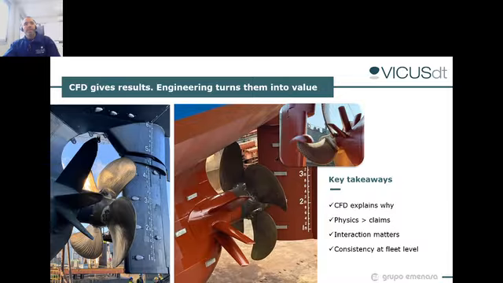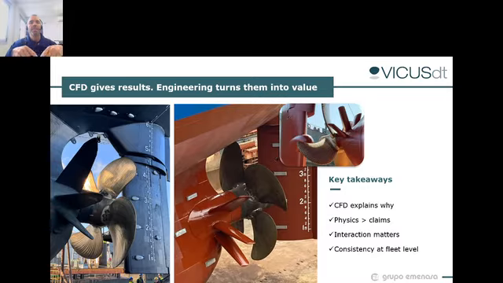Okay, and then the CFD gives you the results, but you still need the engineering knowledge so you can understand what's going on. So the CFD is really a physics tool. It's not something where you press a button and get nice colors, but a physics reproduction of what's going on below or above the water. So it's very important that any claim based on CFD is based on physics.